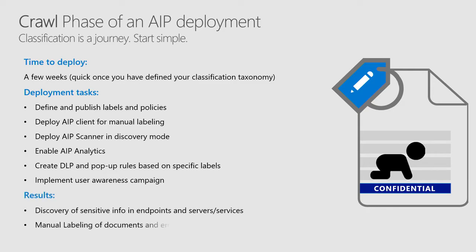In the crawl phase, you gain awareness of your data, manual labeling informs your users, and you can prevent some types of leakage thanks to simple DLP rules and user information pop-ups.